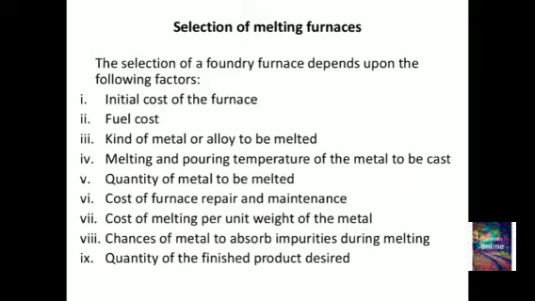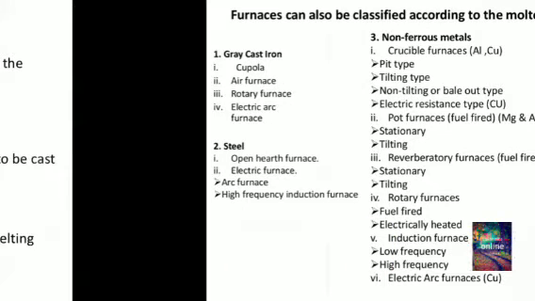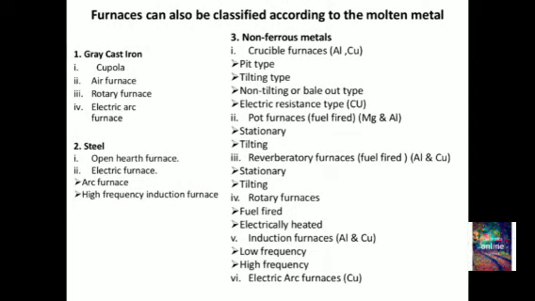So the furnaces have been classified into three main classifications. The first one is according to the materials. According to the materials, the furnaces have been classified into three types: one is gray cast iron, the second is steel, and the third is non-ferrous metals. These are all subclassified into different categories. Right now we are going for gray cast iron, so the first furnace is the cupola furnace.